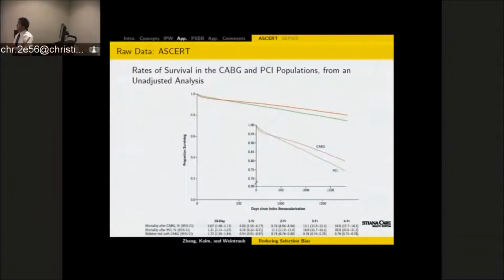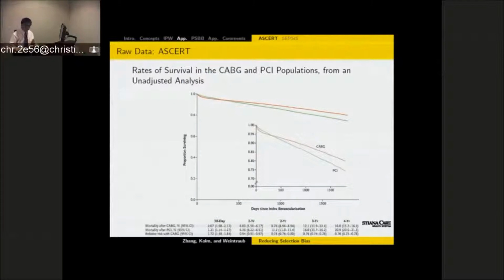Also, we can look at the mortality rate or survival for the PCI and CABG groups. This is the result from the unadjusted analysis. We can see that compared to PCI, the CABG procedure didn't show the advantage within a short time period. But in the long run, we can say CABG has a higher rate of survival. So this is the basic result.